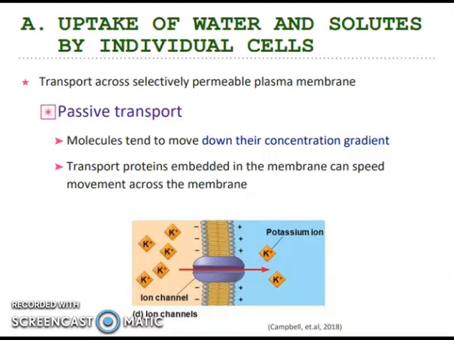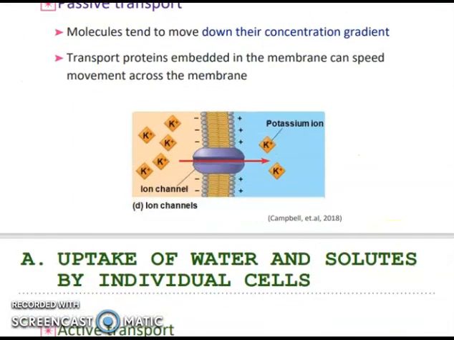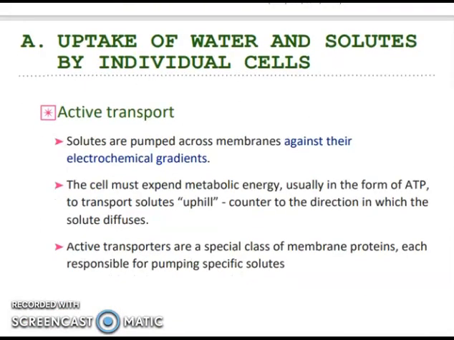This slide has information about uptake of water and solute by individual cells. The second mechanism or process is what we call active transport. We want to discuss active transport, the transport method through the cell membrane of the plant cell for moving matter in and out of the plant cell. So what do we mean by active transport here?